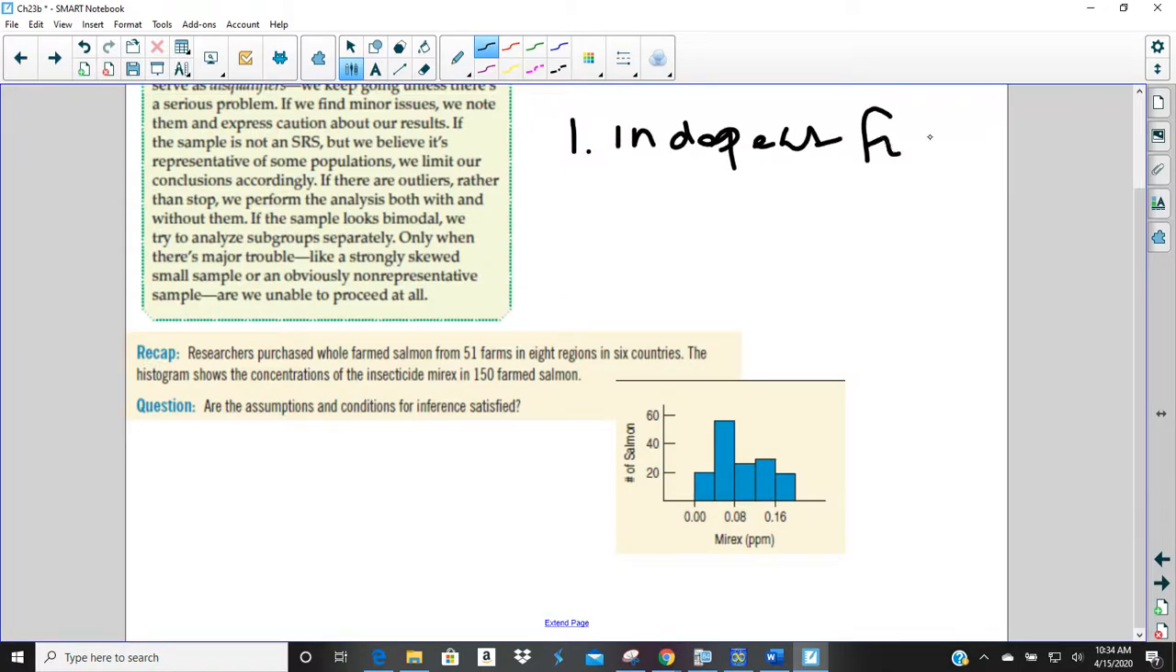dependent fish, 2, random. This is random. They're picking 150 salmon from 51 farms, 8 regions, 6 countries. I don't know if they originally said it. Let me just look in the book real quick if they even said that it was random at any point. Where's my salmon question? Here it is. Let me look here. No, it doesn't ever say that I can see in the original book that it's random. It's random. They're asking for 150 different fish across 6 countries. It's random. So I can say this is random. I don't even need to kind of clarify.